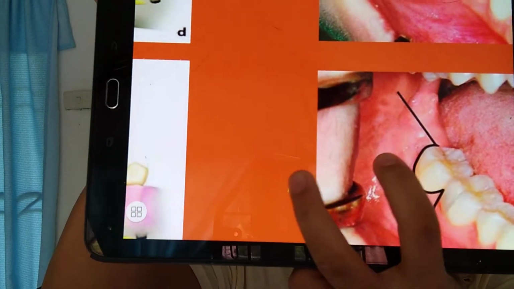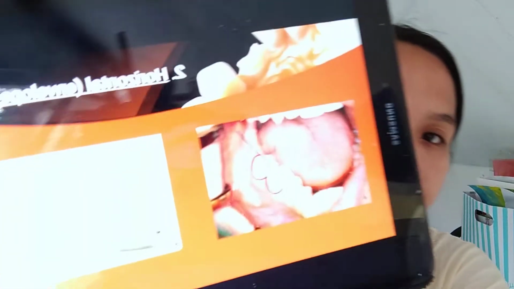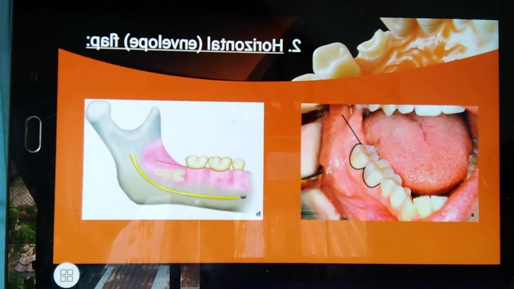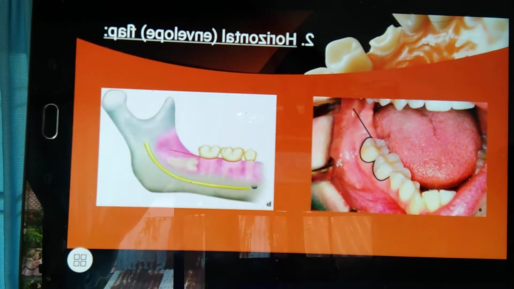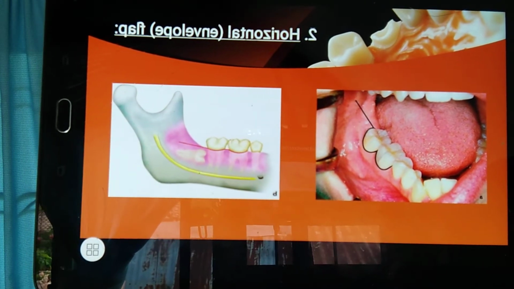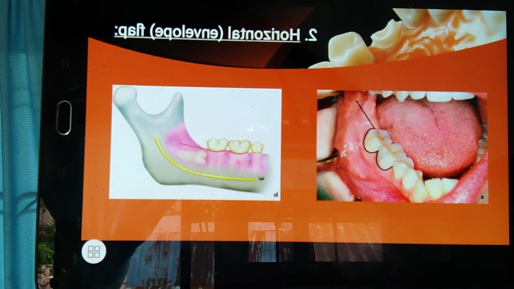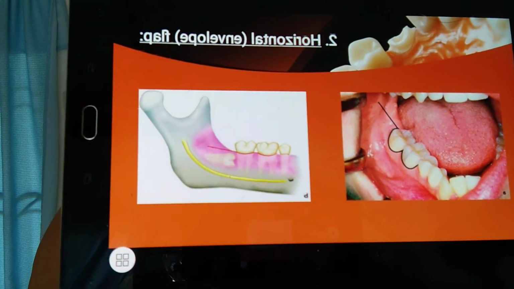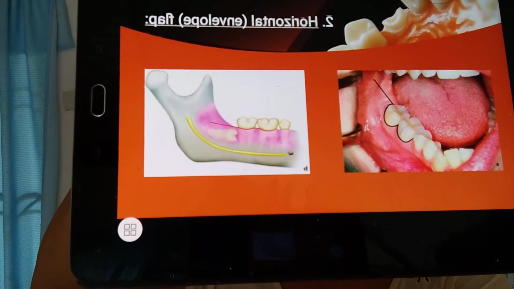The second flap that we are going to use, depending on the situation, is the horizontal or the envelope flap. Again, the diagrammatic illustration and the clinical photograph for the horizontal or envelope flap. The incision for the flap also begins at the anterior border of the ramus and extends as far as the distal aspect of the second molar, continuing along the cervical lines of the last two teeth and ending at the mesial aspect of the first molar.